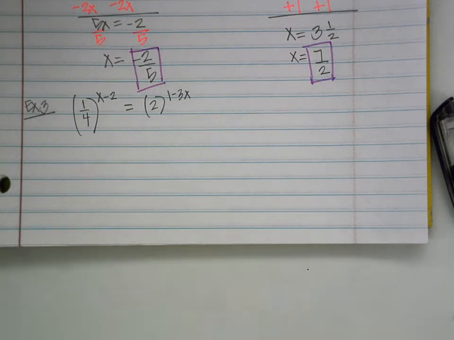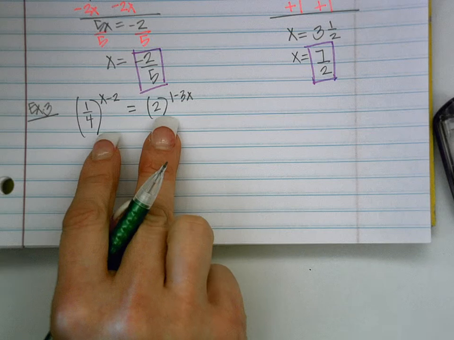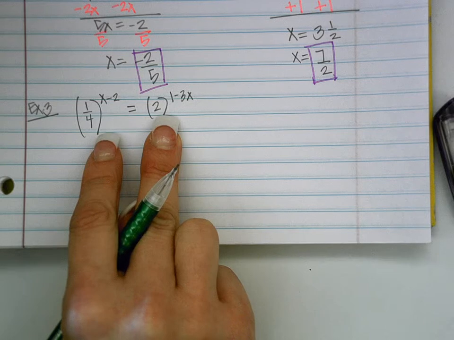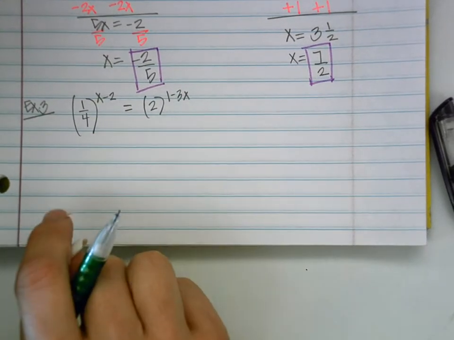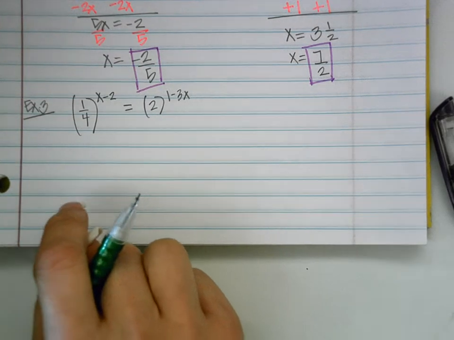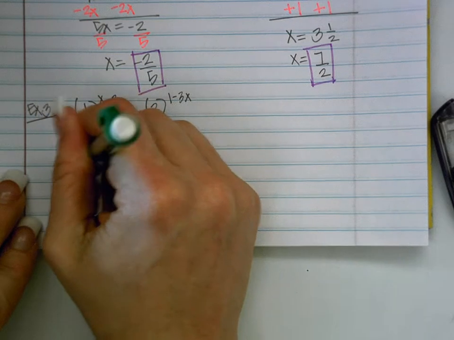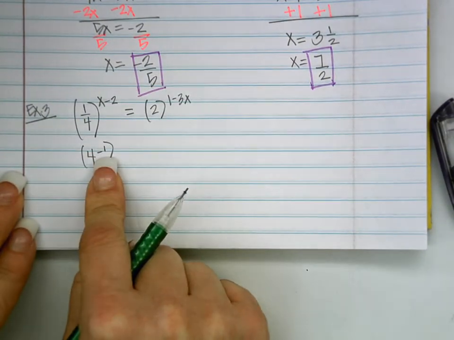Now, you're not always going to be changing to the base that's on the left. This one, what base do you think they have in common? Base of 2. Can you write 1/4 as a base of 2? You can. Would you agree that this is 4 to the negative 1?